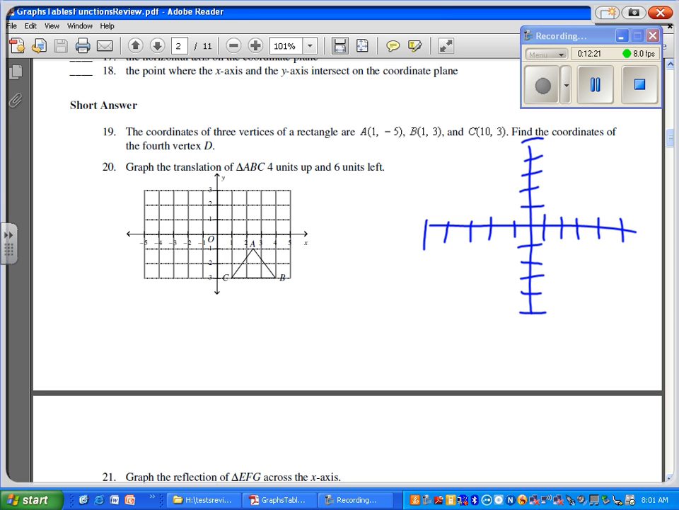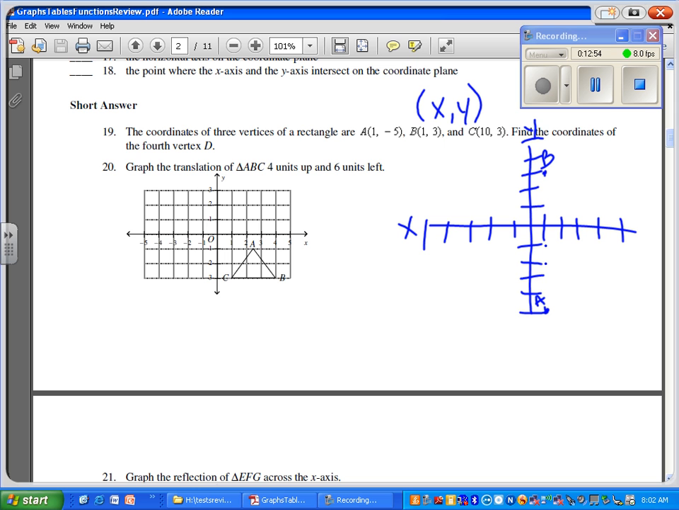All right, letter A is at 1, -5. Now remember that in our ordered pairs, it's x, then y. X comes first. X is our horizontal, y is our vertical. So I'm going to go over to the right 1 and then down 5 for -5. So 1, 1, 2, 3, 4, 5. So this is where A is. And B is at 1, +3. So I go 1 and then I go up 3. So here's B.